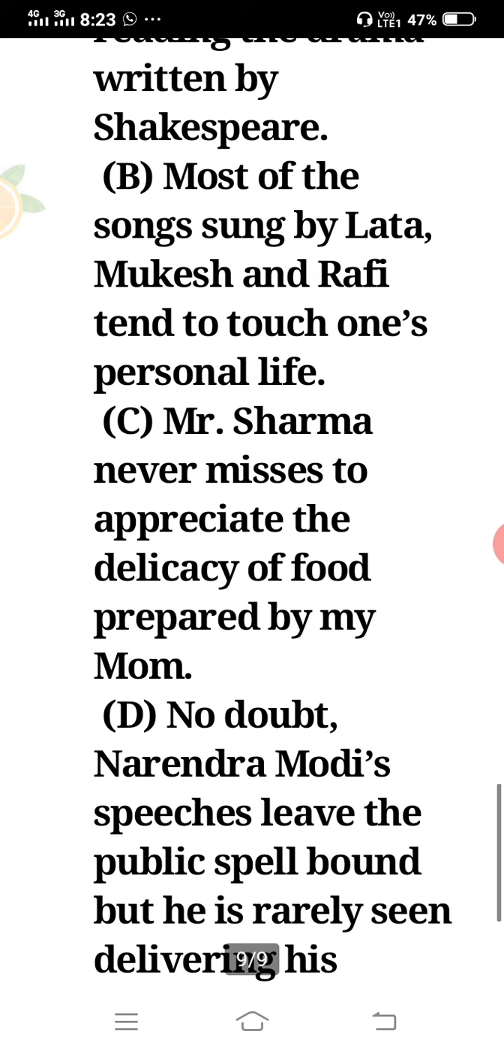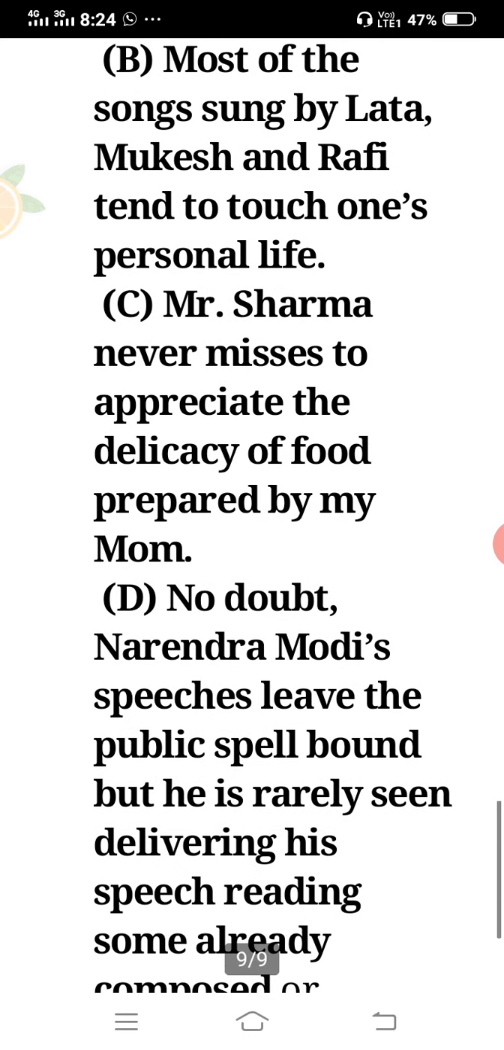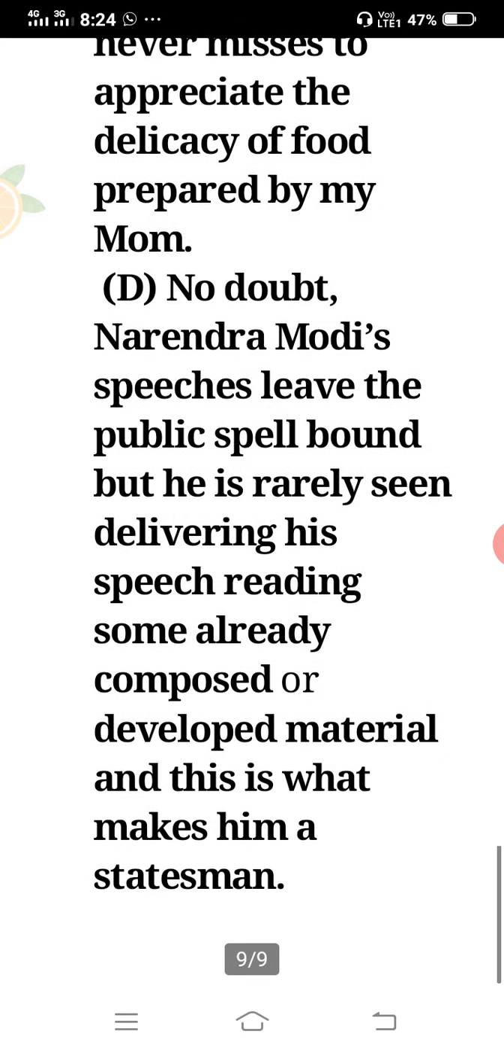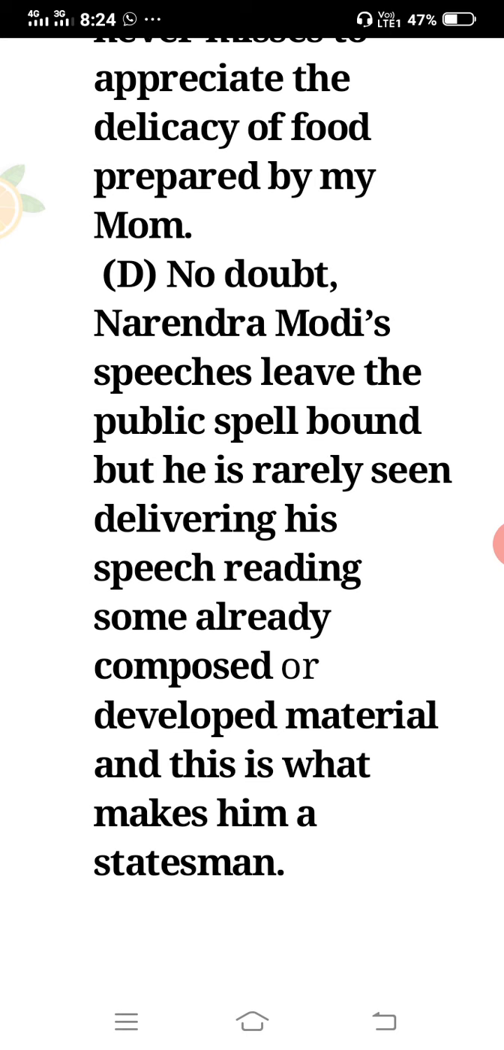Next, Mr. Sharma never misses to appreciate the delicacy of food prepared by my mom. Mr. Sharma never misses to appreciate the delicacy of food prepared by my mom. Here, prepared. While he is appreciating, what work has been done to prepare. So, prepared by. No doubt, next example, see.